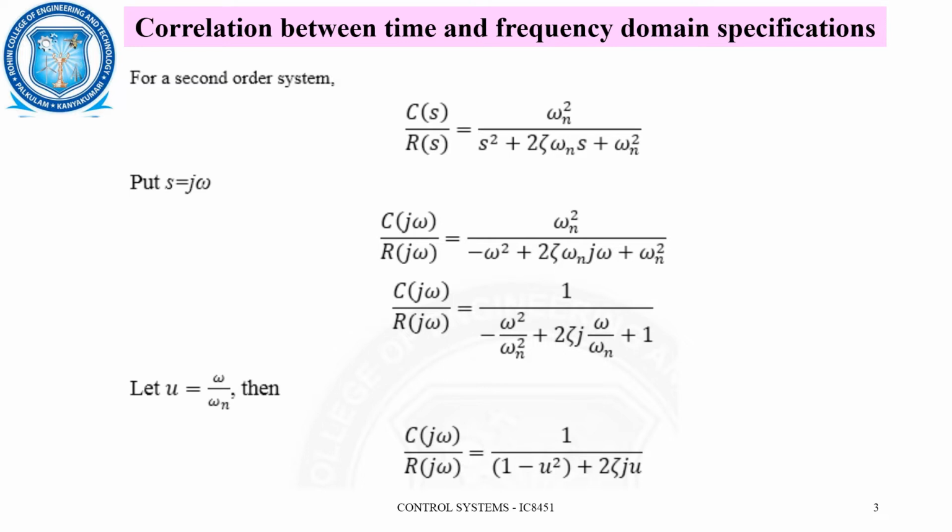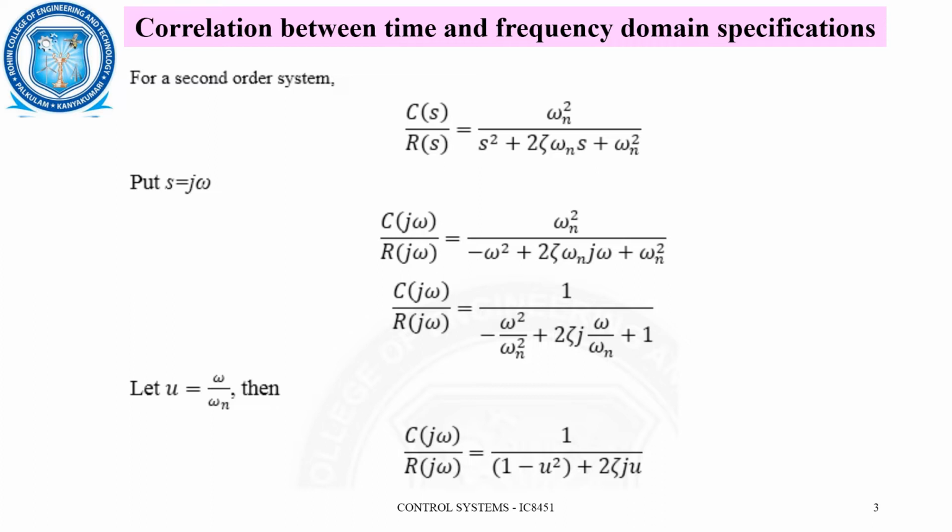Now, in order to introduce the frequency term, let us put s equal to j omega. Let us cancel out the numerator part. For that, you are going to divide the numerator as well as the denominator by omega n square. Now let us take the normalized frequency value u equal to omega divided by omega n, where omega is the angular frequency and omega n is the natural frequency.